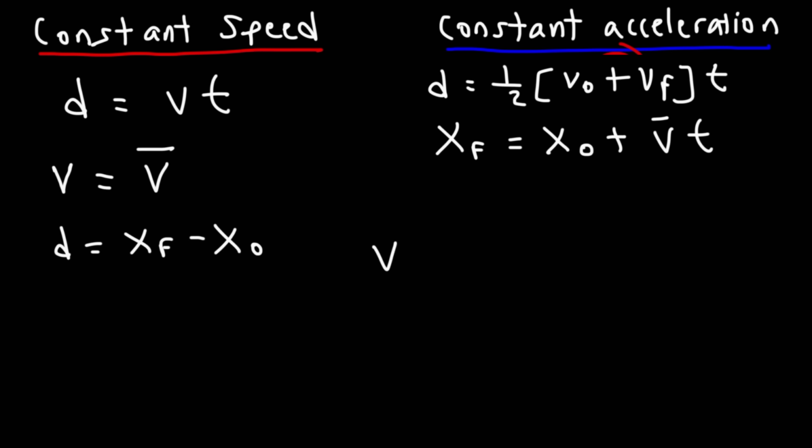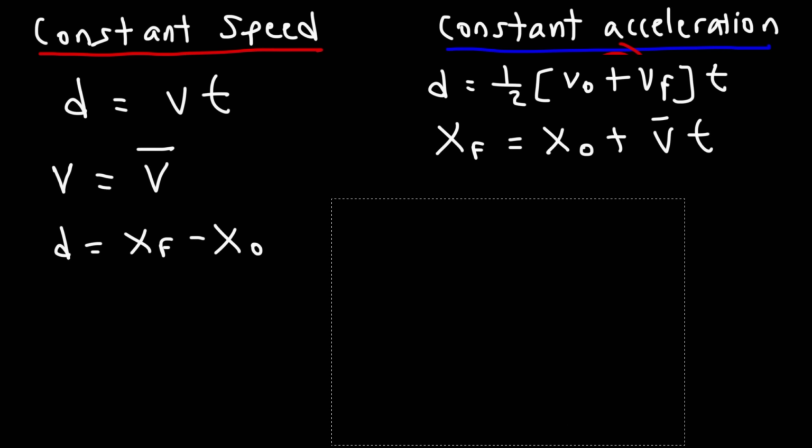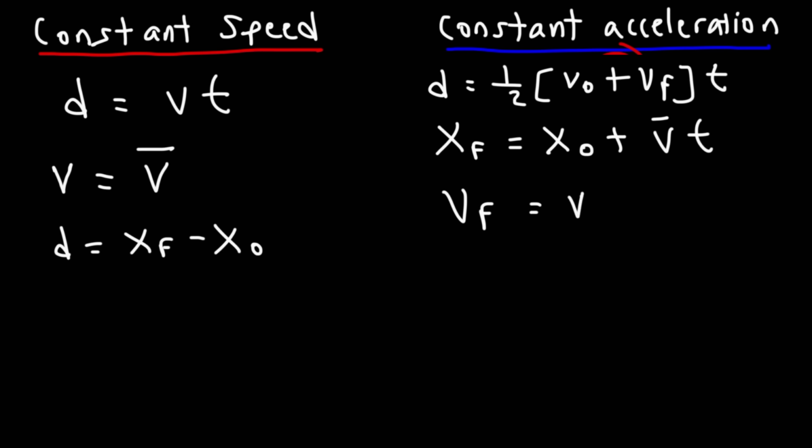Now, we said that average velocity is the displacement, or the change in position, divided by the time. Average acceleration is the change in velocity divided by time. It's the final velocity minus the initial velocity divided by t. So if you rearrange that equation, you get something similar to the one that we have above. V final is equal to V initial plus AT.